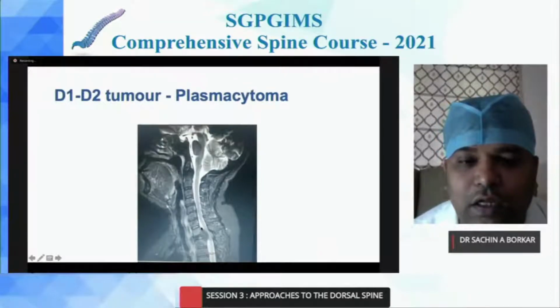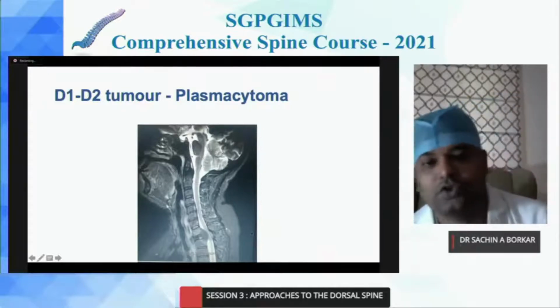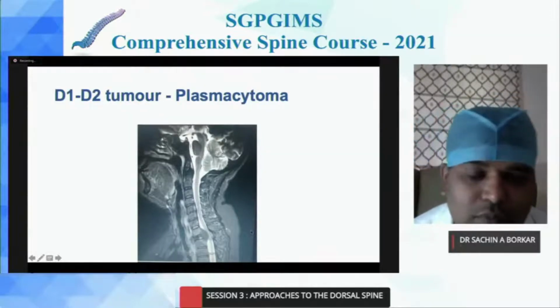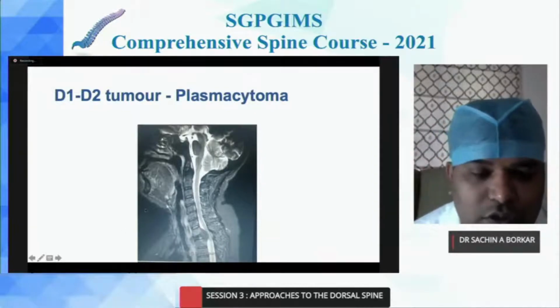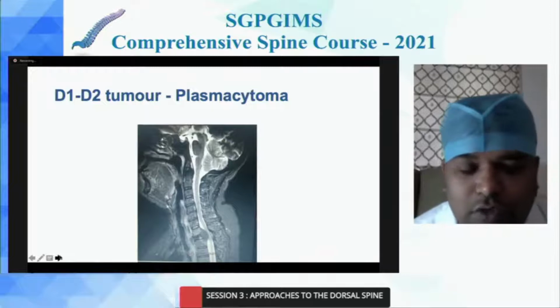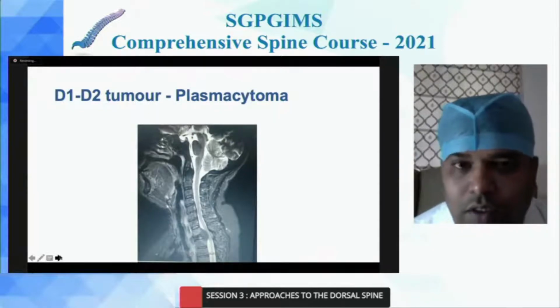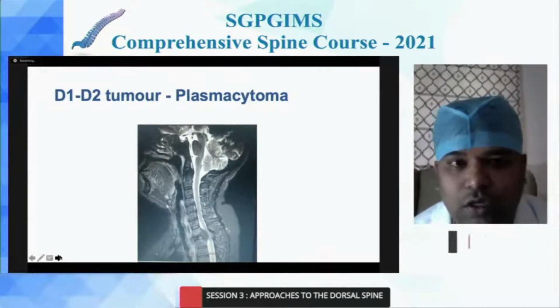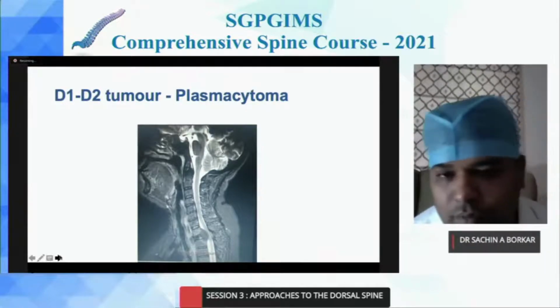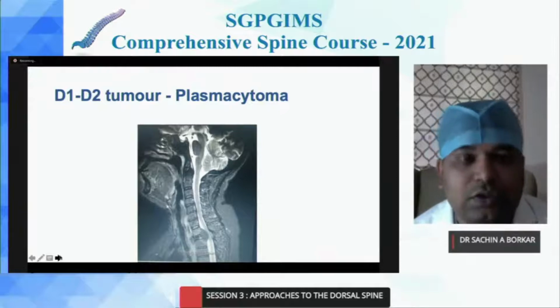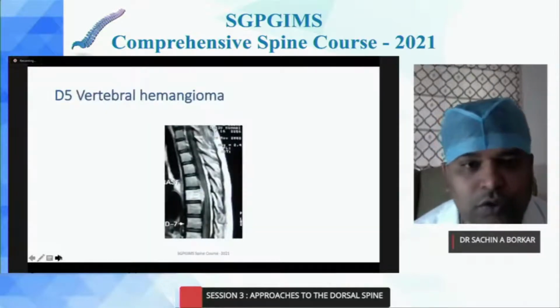So again, are we going to do a radical job, a complete spondylectomy, or just do a posterior stabilization and give radiation and chemotherapy, because these tumors are very sensitive? So we decided to do just a posterior stabilization and send the patient for chemoradiation. So not everything needs to be operated radically. Even tumor biology decides which will be the approach.